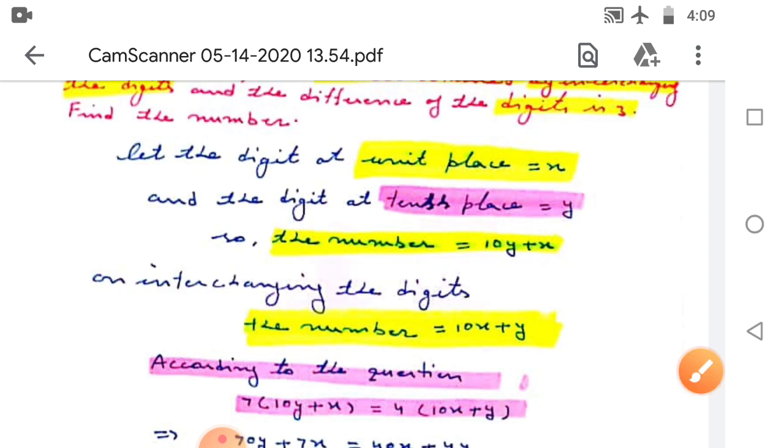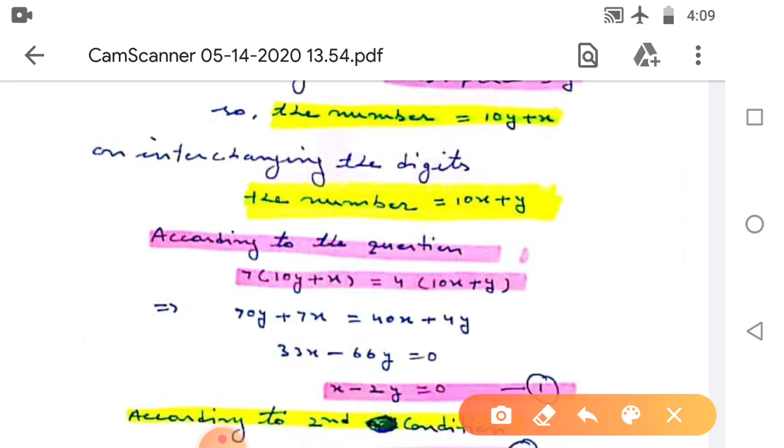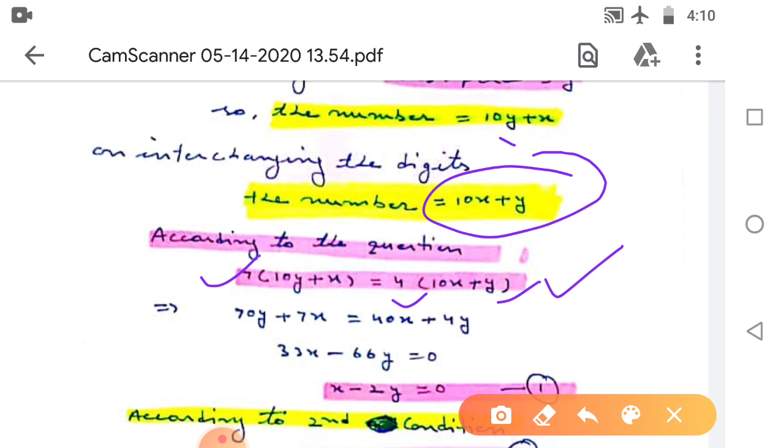Now, according to the given condition, 7 times the original number is equal to 4 times the number after interchanging the digits. After interchanging the digits, the number is 10x plus y, so we multiply this by 4. 7 times the original number is 7 into (10y plus x), which is equal to 4 into (10x plus y).